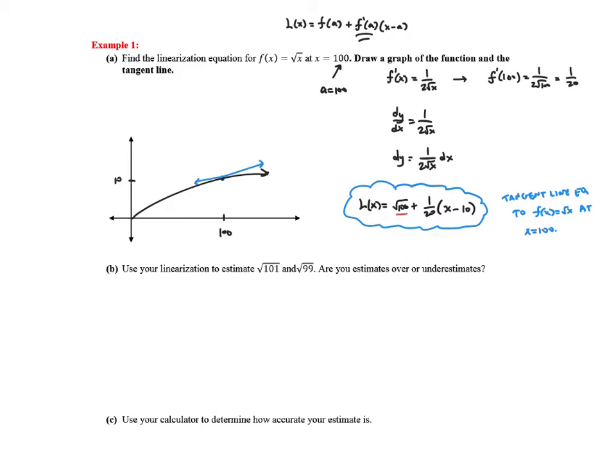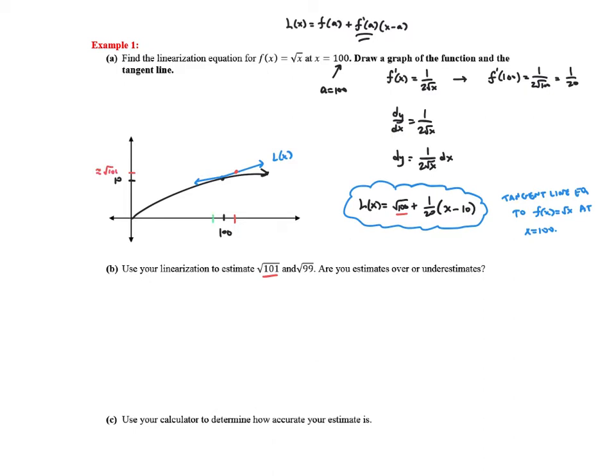Both directions, not perfect, but that would be L of x, and that would help me to approximate values around that. So for example, you can see over here, I'm going to approximate the square root of 101. Since the square root of x is concave down, the approximation here would be an overestimate for the square root of 101.